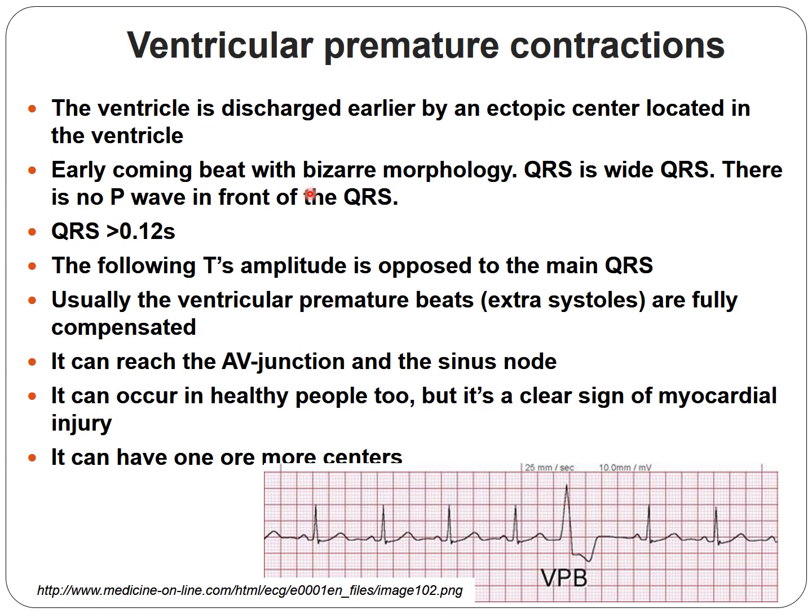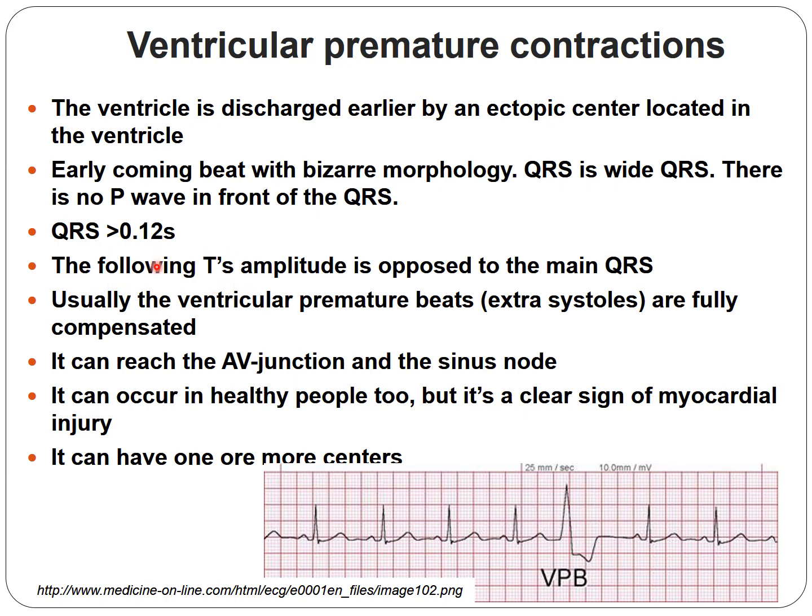This early coming beat has a bizarre morphology QRS because the impulse is made by the muscle and propagated from muscle to muscle. This QRS is wide and usually the amplitude is higher. There is no P wave in front of the QRS. We can have a negative P behind the QRS, meaning that the atrium is activated from the ventricle. The width of the QRS is normally wider than 0.12 seconds.